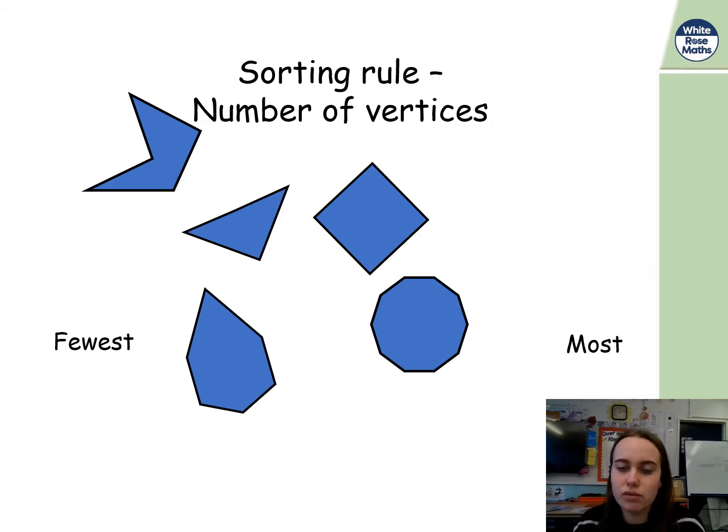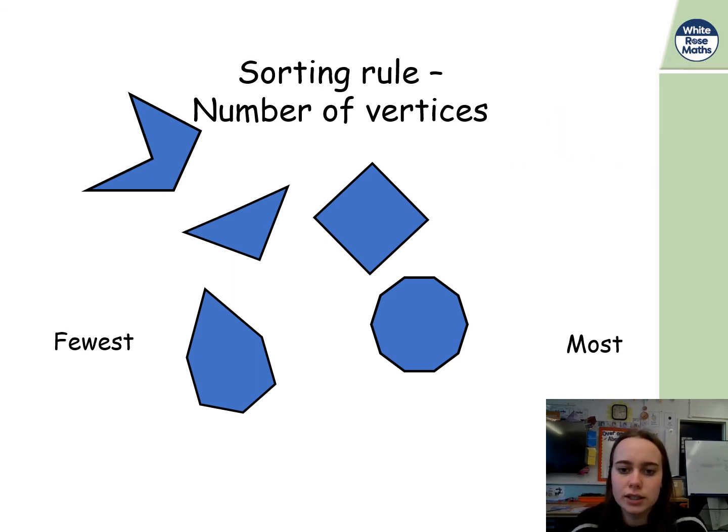So sorting rule, this time we're counting the number of vertices. So remember, that's a fancy word for corners. But we call them vertices because, for example, on this shape, although that's not a corner of the shape because it's not sticking out, it is a vertex because it's the point where 2 sides meet. So let's order these from the fewest amount of vertices to the most amount of vertices.